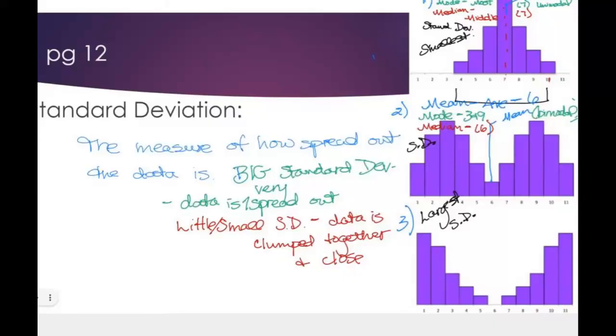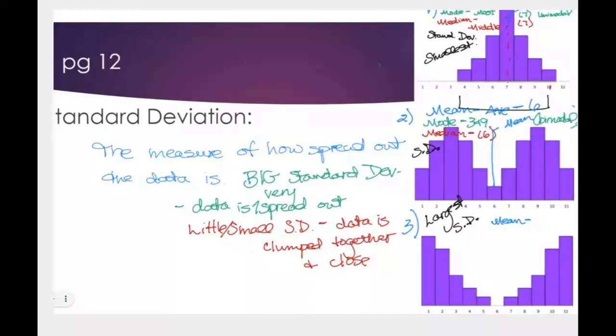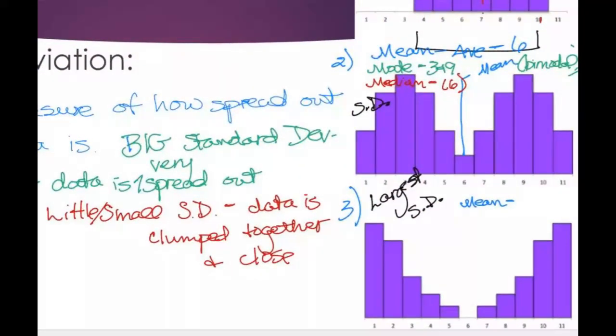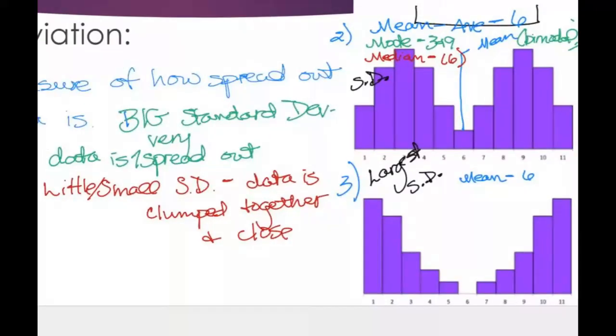All right. What about mean for the graph number 3? What's the mean? What's the average there? 6. 6 doesn't even have any data. Okay, but mean doesn't mean middle, but take a look. If you were to add 1 and 11 together, what do you get? 1 and 11 makes 12. 12 divided by 2 is 6.